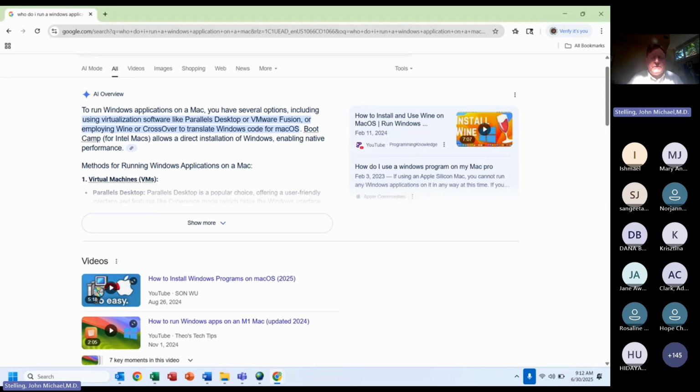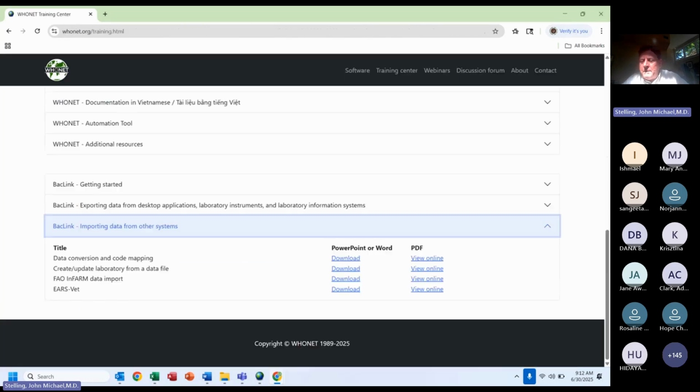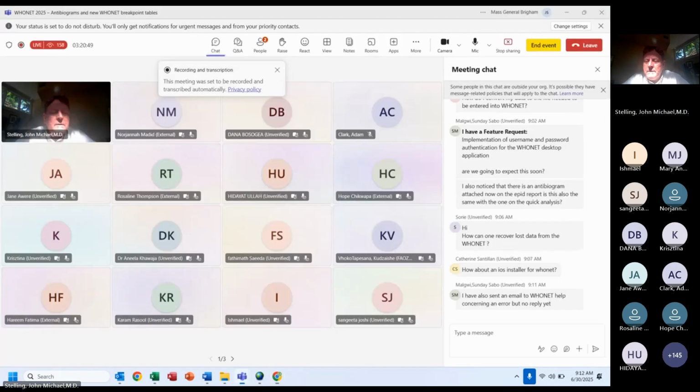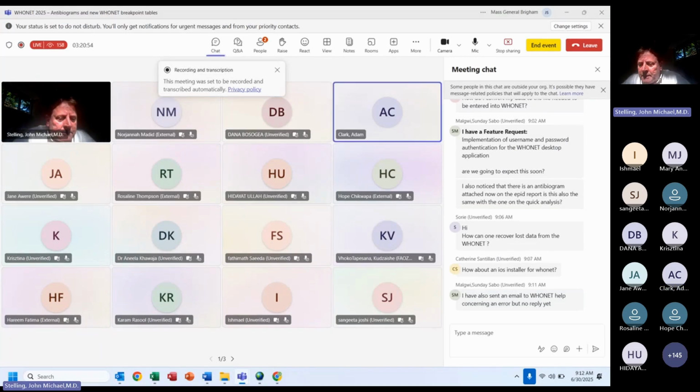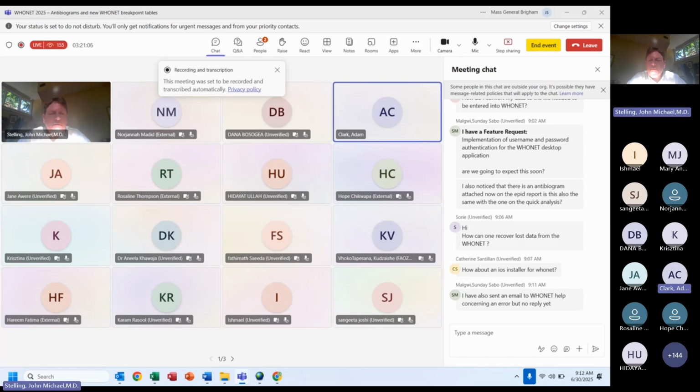If you have further questions, you can contact us. You can also do one of these searches. All of these have nothing to do with WHONET, but all of these resources do give guidance about how to run Windows on a Mac. Okay, Adam, other questions? Okay, and Mowgli, I'll look at the help to get back to you on your question in the help inbox. I think that's just about it for the questions so far.